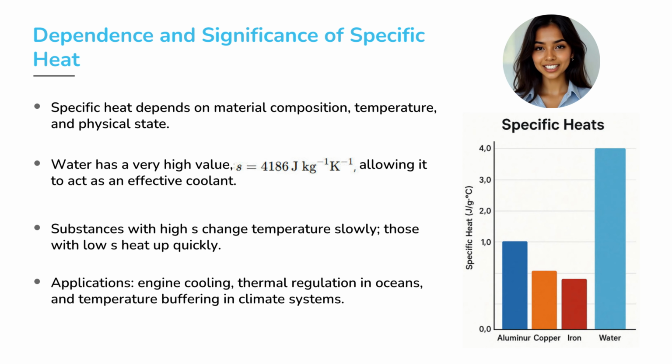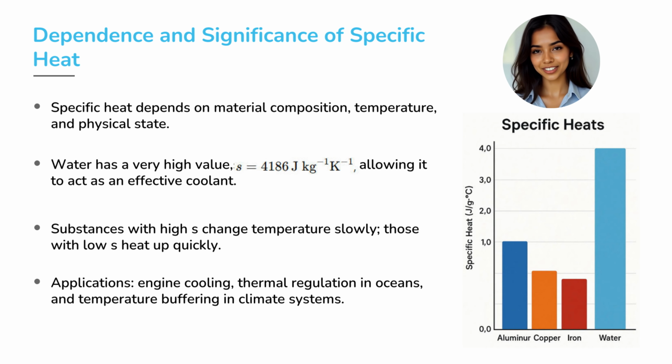Let's take an example. The specific heat of water is 4186 joules per kilogram per Kelvin, while that of copper is only 390 joules per kilogram per Kelvin. That's why your copper pan gets hot in seconds, but the water inside it takes time to boil. Copper has a low specific heat and water has a high one.